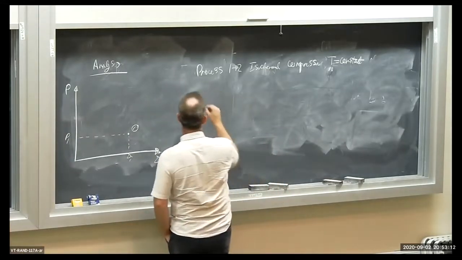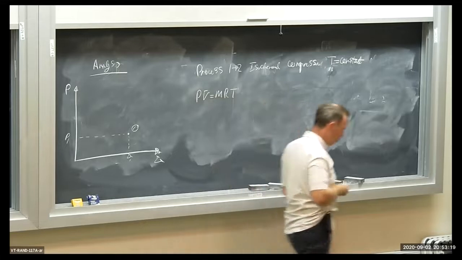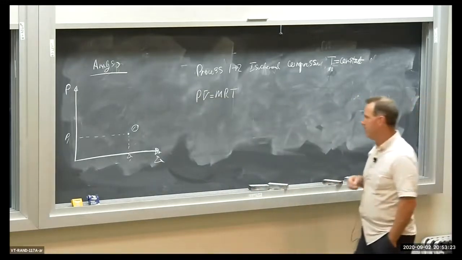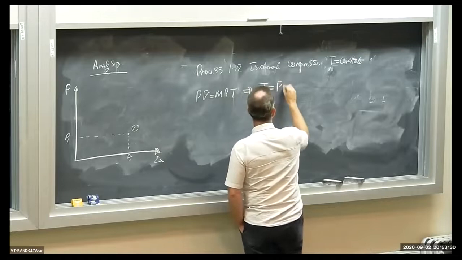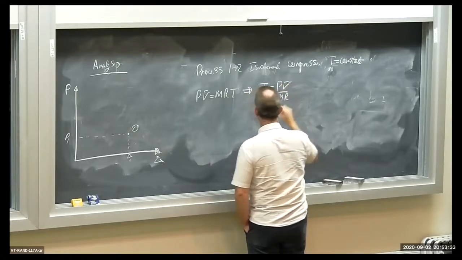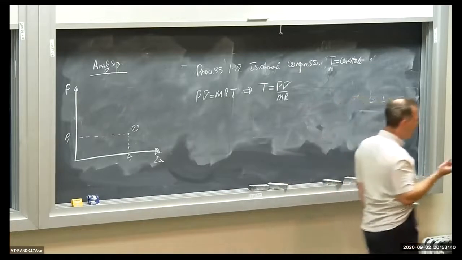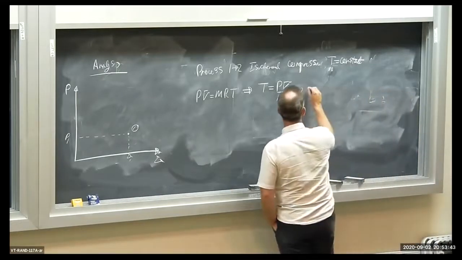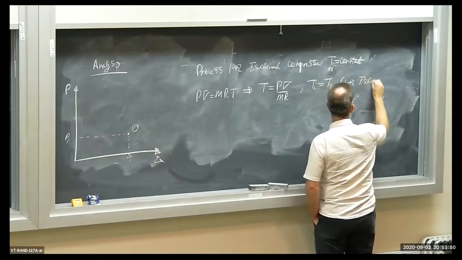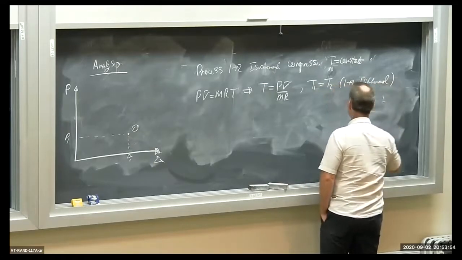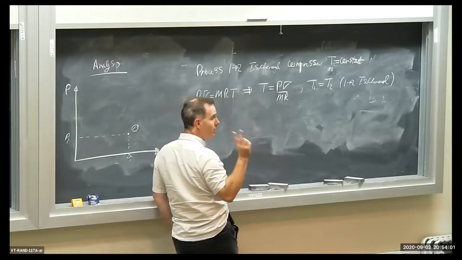Let me write the ideal gas law here. So let's see, PV is equal to mRT. Now, let me solve this for temperature. Temperature equals PV over mR. Okay? Now, the process is isothermal. That means T1 is equal to T2, because process 1 to 2 is isothermal. Okay, well, let me take this equation and evaluate it at state 1 and state 2 and set them equal to each other.